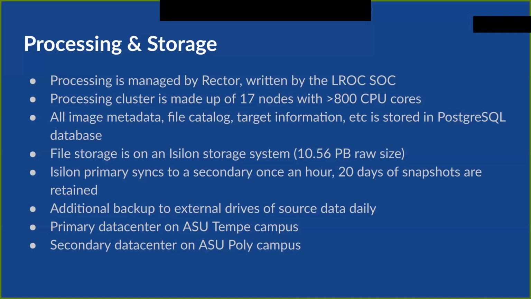So the Isilon primary syncs to the secondary once an hour, and 20 days of these snapshots are retained. So if anything goes off the rails, we've got time to identify it, restore to a good state, and continue. There's also an additional backup to external drives of only the source data, not the process data, because for the planetary data system, we are required to have 3 copies of all the data. Because our data is so large, that source data counts as our 3rd copy. So our primary data center is right on the ASU Tempe campus, and our secondary data center we use is at ASU's Poly campus out in Mesa.